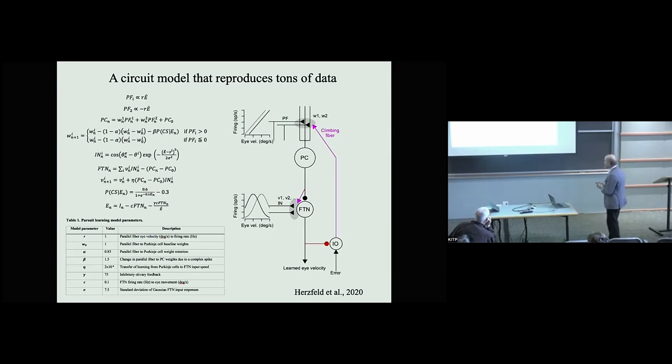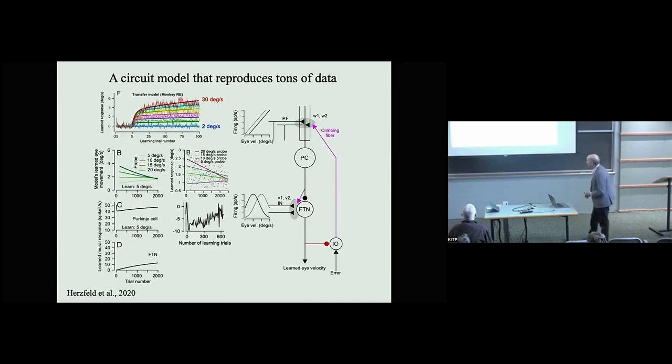I will say we've never seen tuned relations to eye velocity in the brainstem. I have no idea how that's actually implemented. This is just how we represented it in the model. And this model reproduces a ton of data. So here are learning curves, and they're learning curves for instructions that range from 2 to 30 degrees per second. And you can see that the model, which is shown in the bold lines, fits the data pretty impressively.